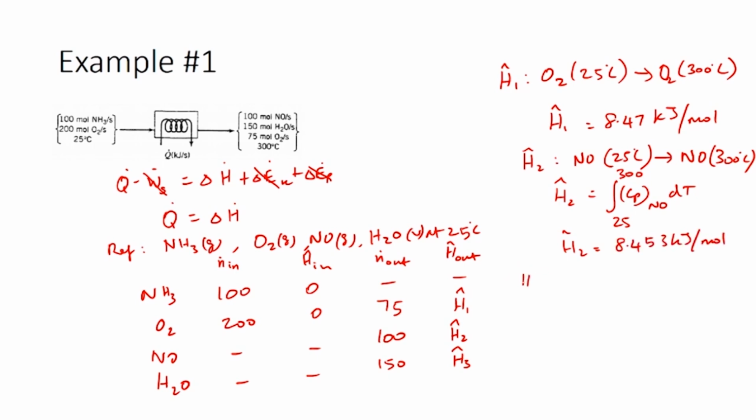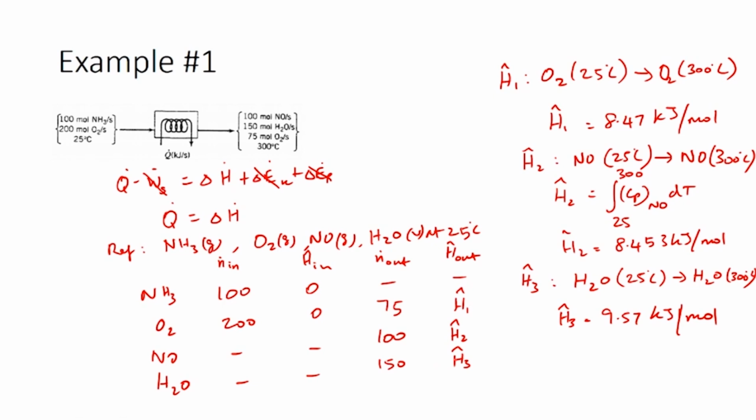And for water vapor you would have H3 cap, which is nothing but water vapor at the reference state, 25 degrees Celsius, heated to water vapor at 300 degrees Celsius, and this would mean your H3 cap would be equal to 9.57 kilojoules per mole. So, these values you can actually obtain from the enthalpy table for combustion gases. So, you can fill out the enthalpy table with H1 cap, H2 cap and H3 cap.